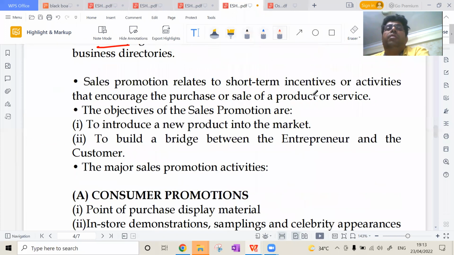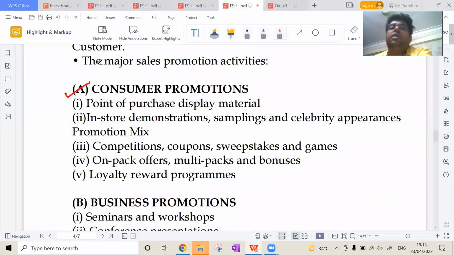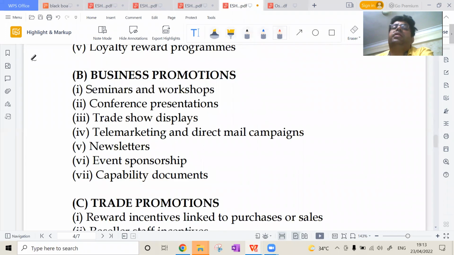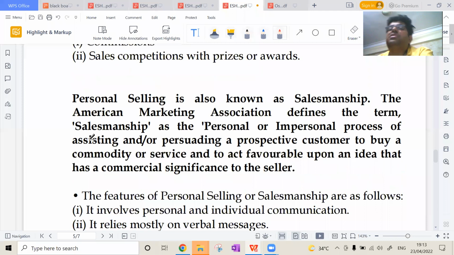Okay. Now coming on to sales promotion. What are the major sales promotion activities? First is consumer promotion. I'm just keeping it short. Second is business promotion, and next is paid promotion. But I have to just move on to the questions. Now coming on to personal selling. Personal selling is always salesmanship. Means if a person is coming to the door, that will be a personal selling criterion.